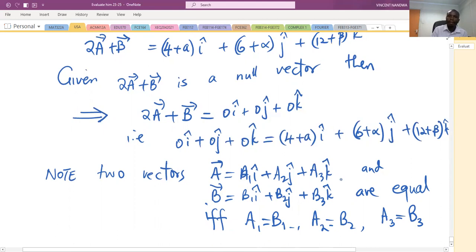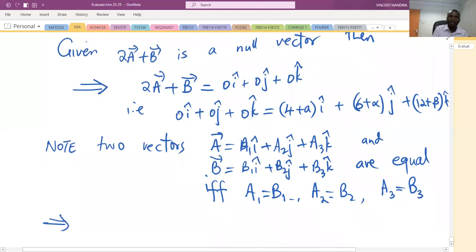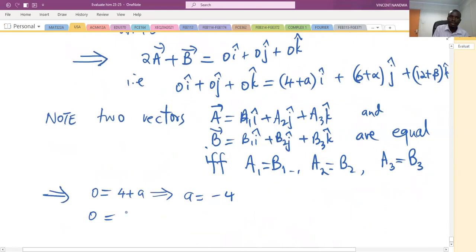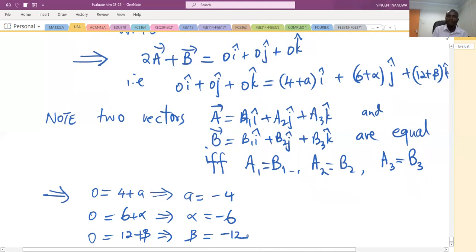So this means that 0 should be equal to 4 plus a, which means that a equals -4. And then 0 should be equal to 6 plus alpha, which means alpha must be -6. And 0 should be equal to 12 plus beta, which implies that beta must be -12. So that's how we solve that problem.